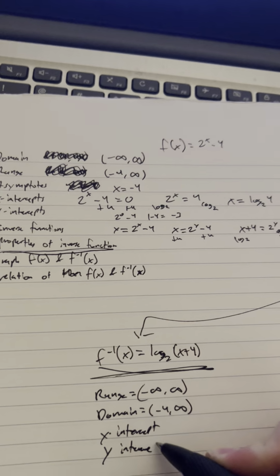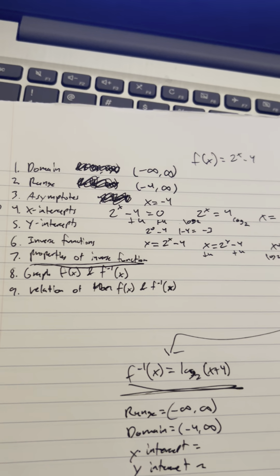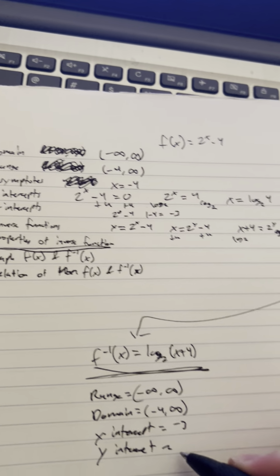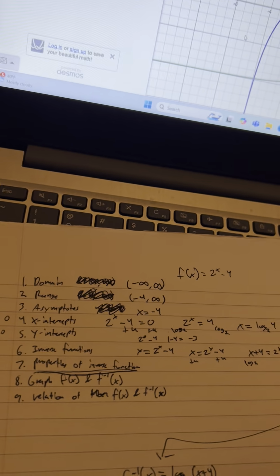Just writing it down. Sorry, I keep forgetting to keep it on. X-intercept is going to be negative 3. Y-intercept is going to be 2. And we already found that when we showed the relationship between the two.